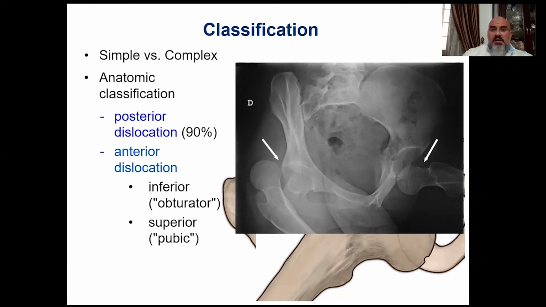This is a very, very rare case where we have a bilateral hip dislocation. One side, the hip is dislocated posteriorly. On the contralateral side, the hip is dislocated anteriorly.